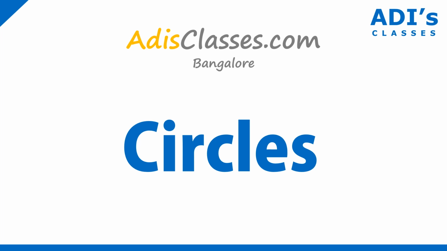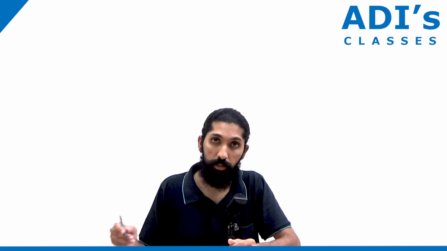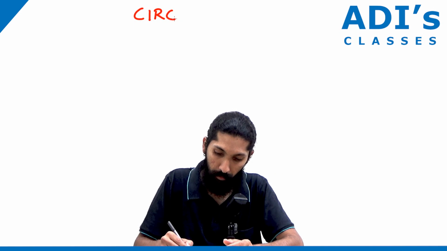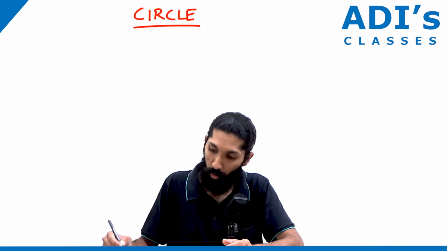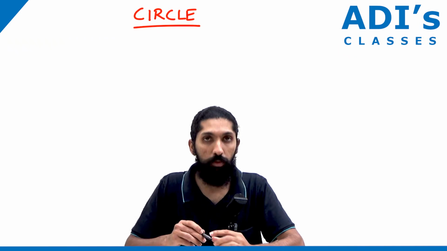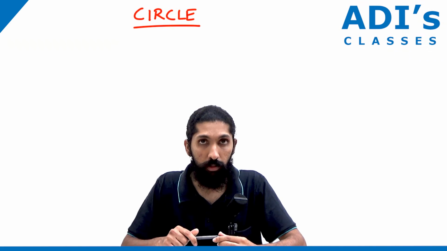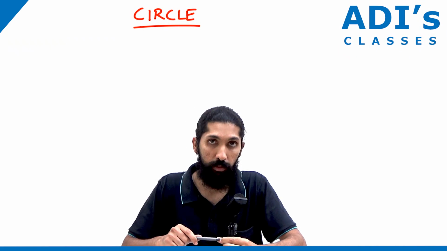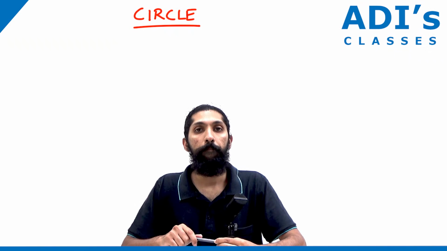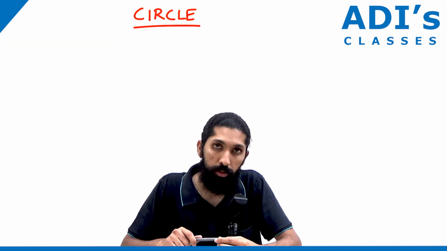Let's start discussing the first type of conic section. That is, we are going to discuss the circle. Now, what is a circle? You guys know what a circle is. Of course you will know. You have done a lot of theorems on circles in geometry. So many problems were done in geometry. But then, what is the actual definition of a circle?